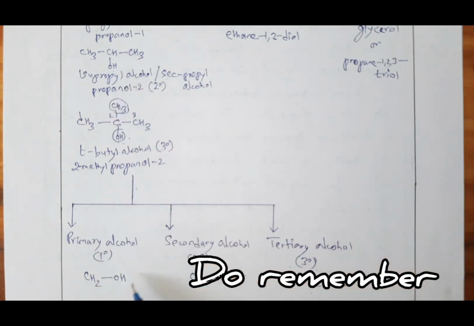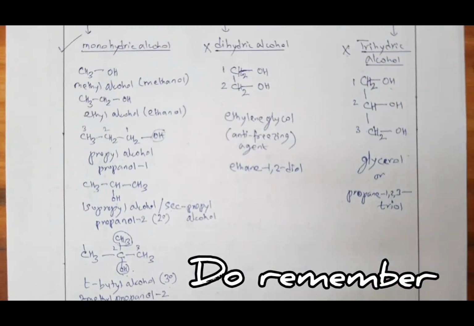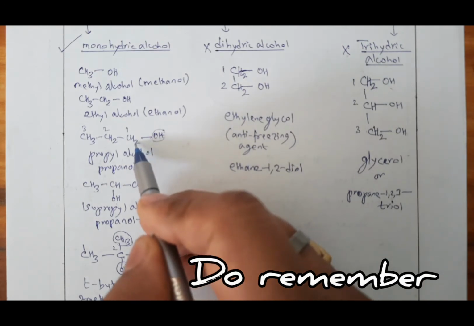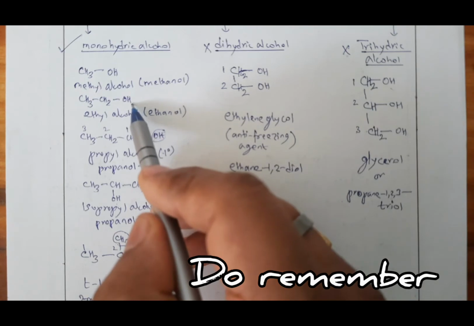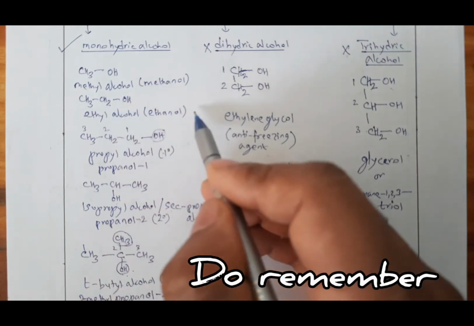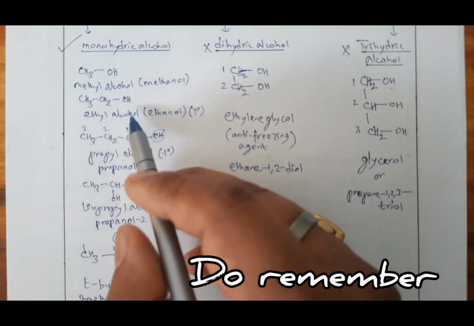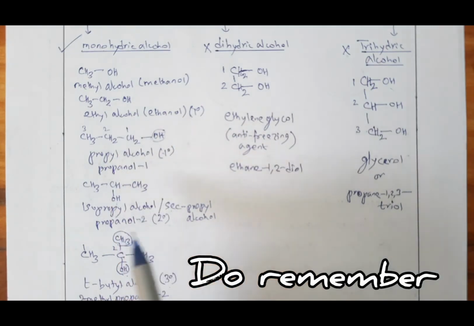Okay, and if OH is linked with CH2, we call it primary, which is represented by 1 degree. So you can see out here now, in propyl alcohol, that is propanol 1, OH is linked with CH2, so therefore it is primary alcohol. And if you see here also, again OH is linked with CH2, so it is also primary alcohol. So OH linked with CH2 is primary alcohol. The examples of primary alcohol are ethyl alcohol and propyl alcohol.